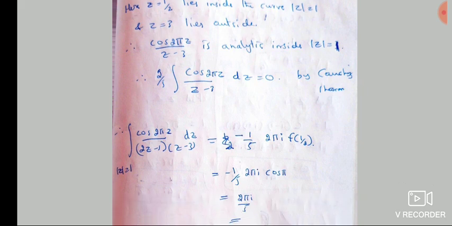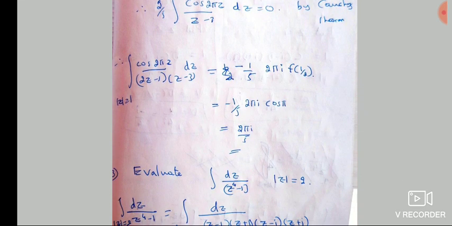So for the second term I use Cauchy's theorem, and for the first term, where you have z is equal to half, I use Cauchy's integral formula. So minus 1 by 5 was whatever was there, 2 pi i, f of half. What is f here? Cos 2 pi z, instead of z substitute half, so that is cos pi, which is minus 1, and you will get the answer 2 pi i divided by 5.